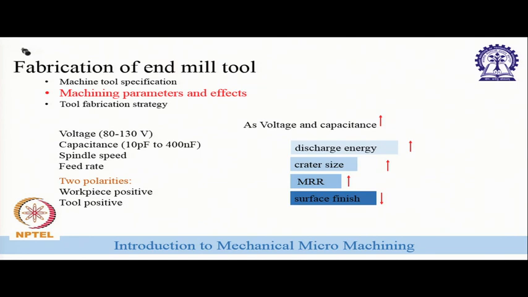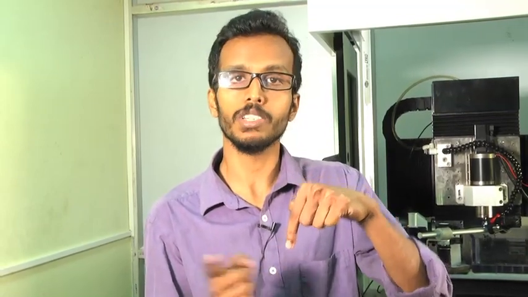Okay, so what are the machining parameters here? One is voltage, and in our machine tool the range is from 80 to 130 volt. Next is capacitance. This is an RC pulse supply, so the main things we will be varying here are voltage and capacitance. Capacitance we can change from 10 picofarad to 400 nanofarad, and we can change the spindle speed, and we can define the feed rate. And two polarities we can set. As I told you, the tool and workpiece will be connected to the DC power supply. Either the tool can be positive, or the workpiece can be positive, that's positive polarity or negative polarity.